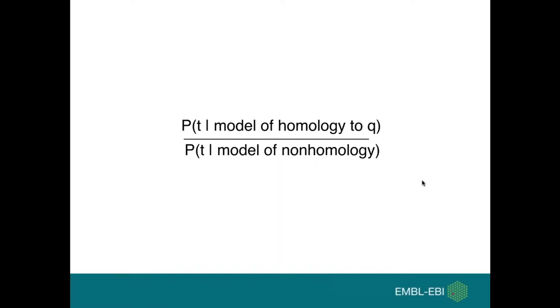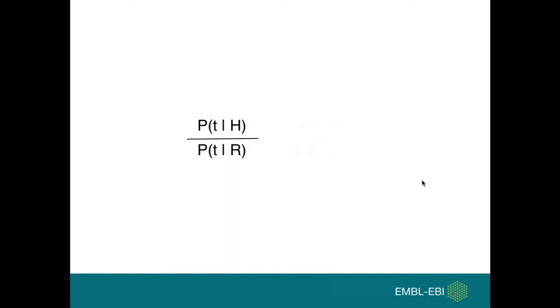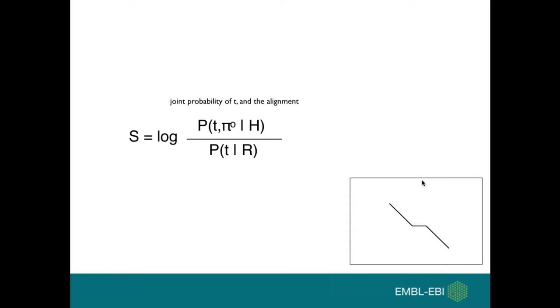So that's our sort of null hypothesis. And let's just make that a little bit simpler for display purposes. So you've just got, what's the probability of your target given H, that homology, versus target of random noise, R. And to get a score out, we actually take the log odds ratio of those two probabilities to get a score out for our sequence. So how do we actually achieve getting that score? Having that model of homology is actually quite hard. And so what we do is actually do an approximation.